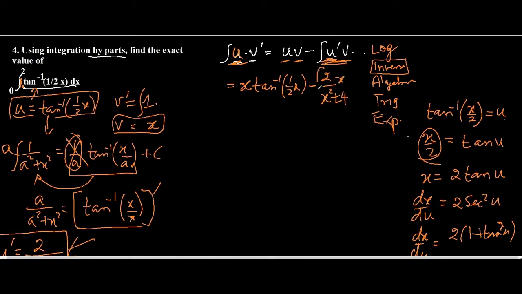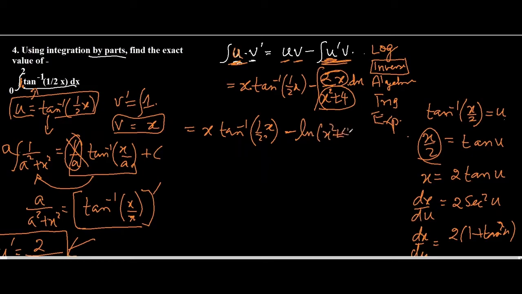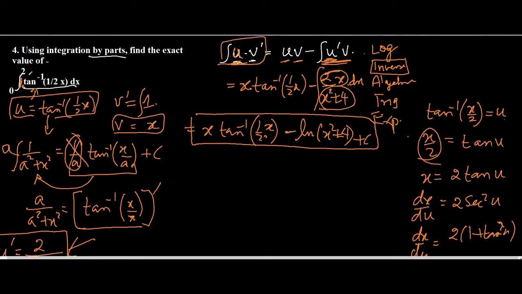Yeah, and we have to integrate this. So our answer should be x tan inverse half x minus, if you see, 2x is the differentiation of x square plus 4. So when the numerator is the differentiation of the denominator, we use ln. It will be ln of the denominator, x square plus 4. That's it, and plus c. This is our integration of u v prime, which was actually 1 times tan inverse half x.